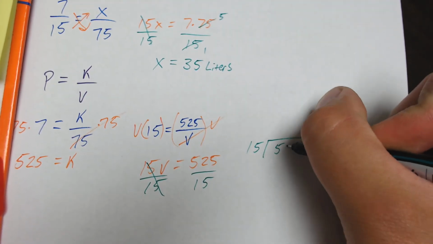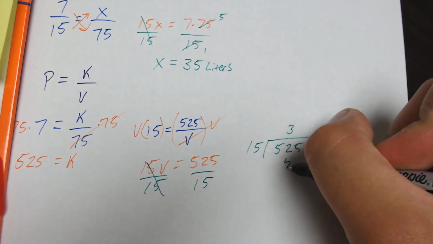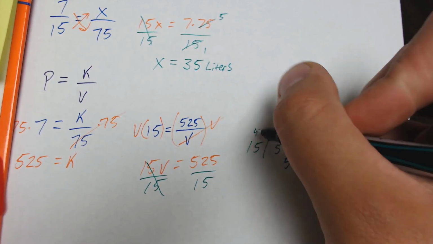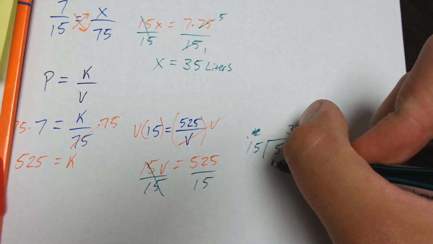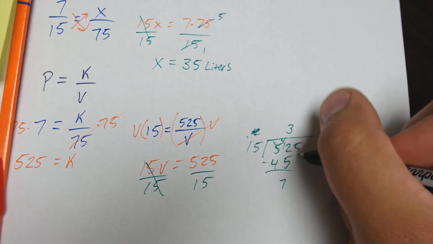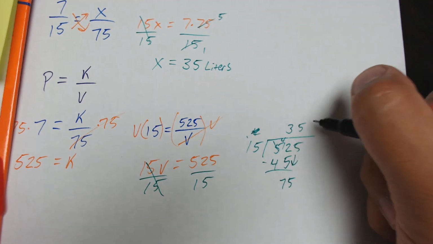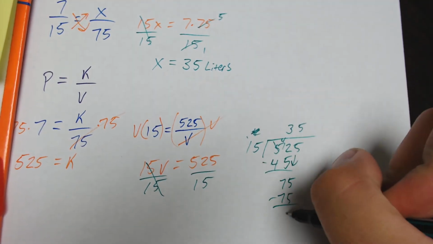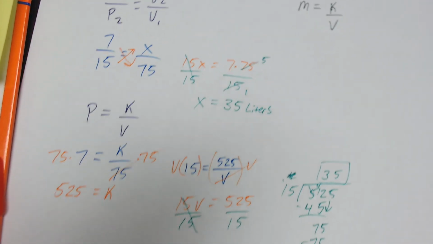So 15 into 525, I know that's going to go in 3 times, which will give me 45. When I subtract, I get 75, and then if I remember correctly, 15 goes into 75 5 times. So my answer is 35 again, which matches our answer up here.